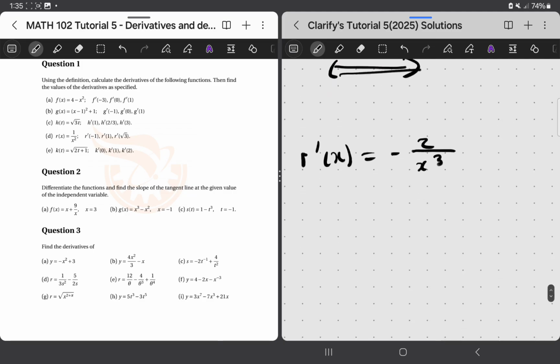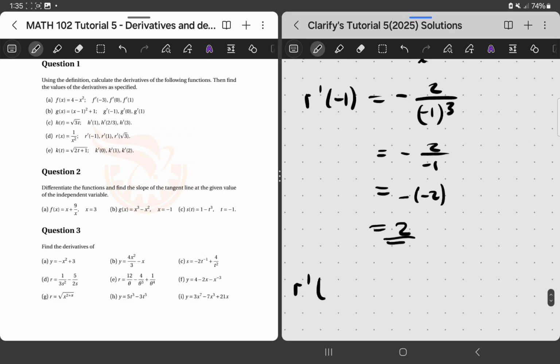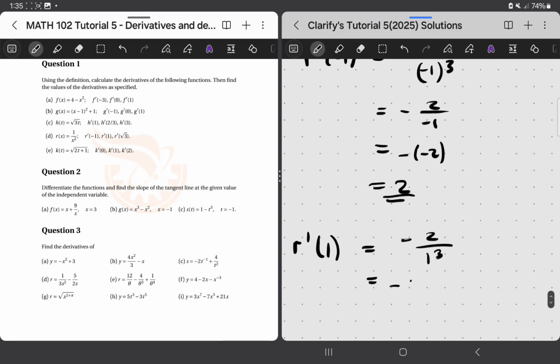Now we can find everything else. We can find our r prime of negative 1. This is going to be negative 2 all over negative 1 all cubed, which is negative of 2 over negative 1, which is positive 2, because you have minus of minus 2. Then we can have r prime of 1, which is negative 2 over 1 cubed, which is negative 2.